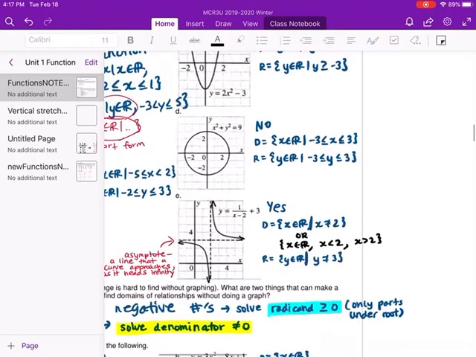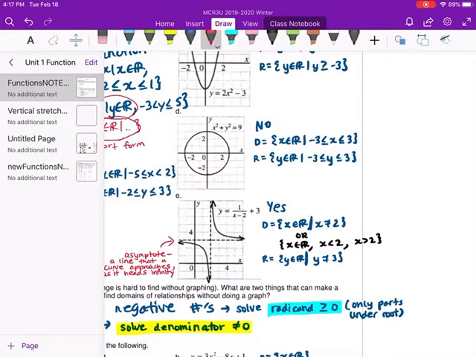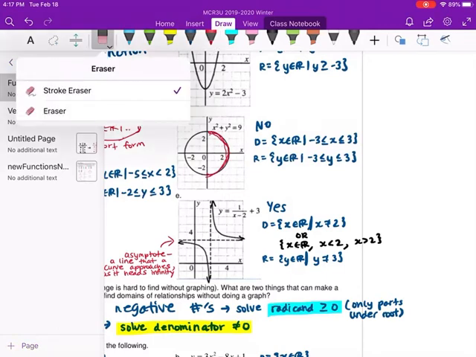Part D, it's the equation of a circle. Radius is 3, and so the domain is from -3 to 3, and the range is from -3 to 3. See how it's continuous? So I'm going to be able to write it in nested notation.